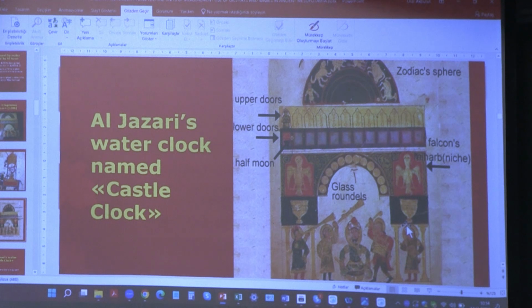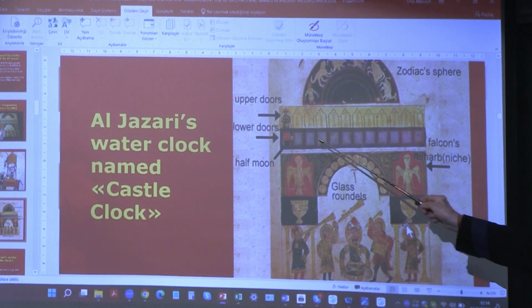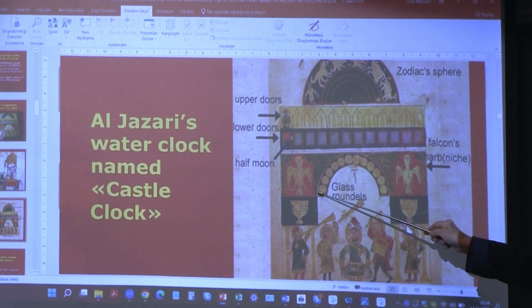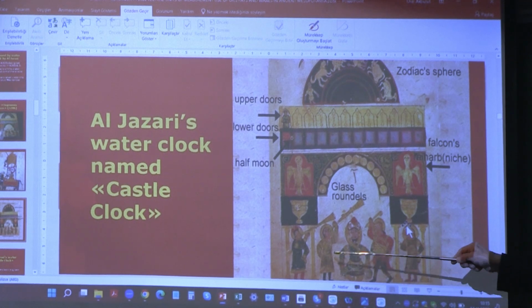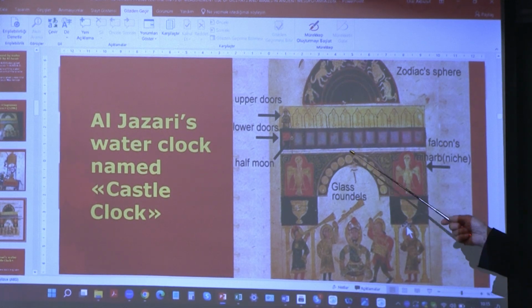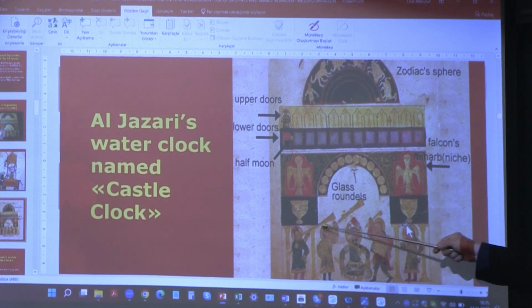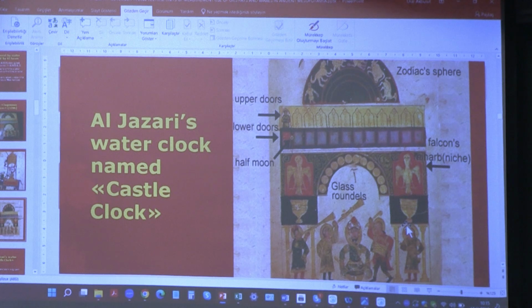This is a very important clock, which is called the Kessel clock. Now, here you have some windows, doors, sorry, 12 doors, and 12 doors you have here. These are some balls, they fall down, and these are the musicians. They play music. You hear a gong at every hour. There is a horseman coming out. And these men were blowing their horns or playing a string instrument.